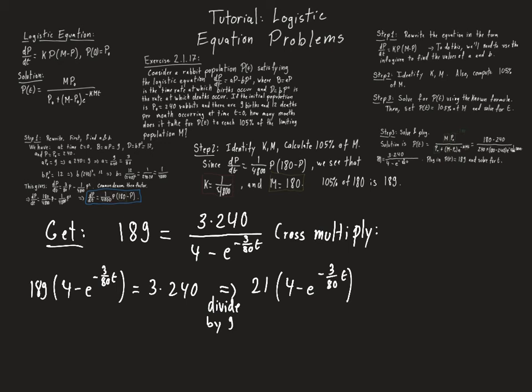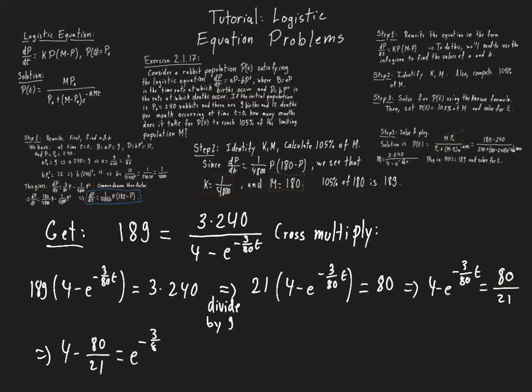Times t is equal to 80. Now this, of course, gives that 4 minus e to the negative 3 over 80 t is equal to 80 over 21. Now this in turn, of course, gives that 4 minus 80 over 21 is equal to e to the negative 3 over 80 t.